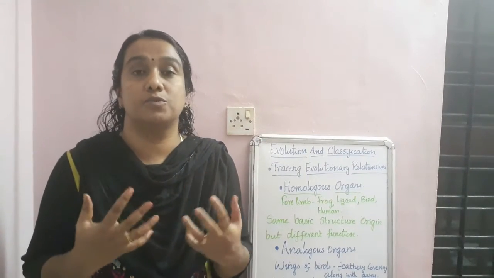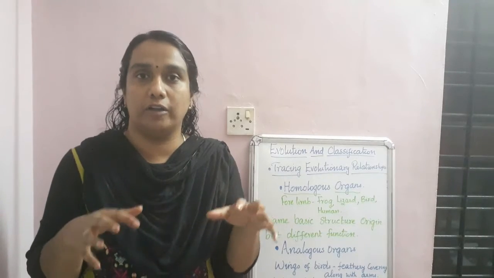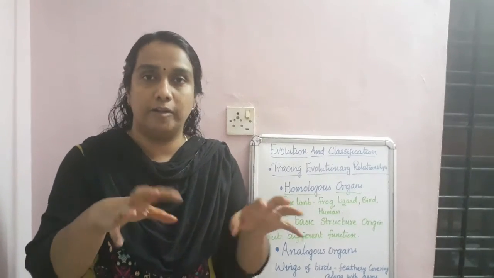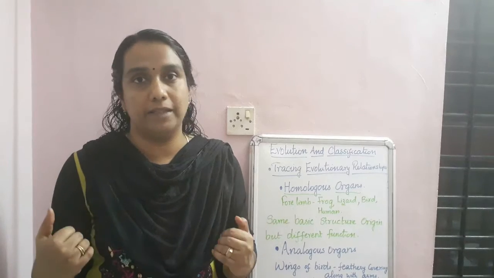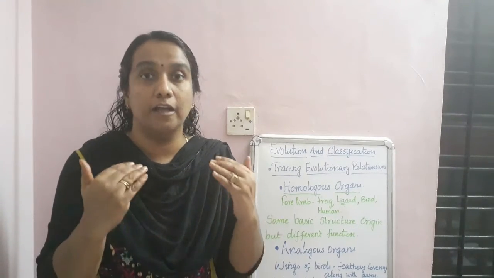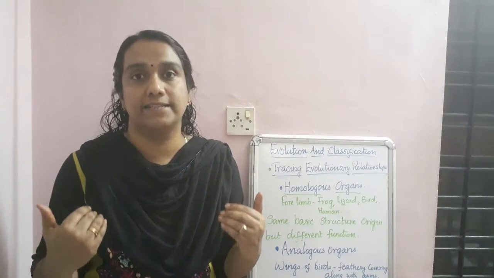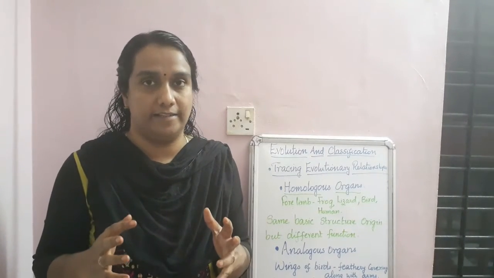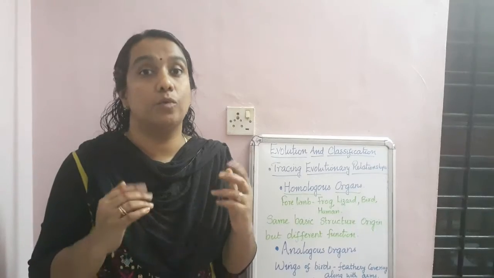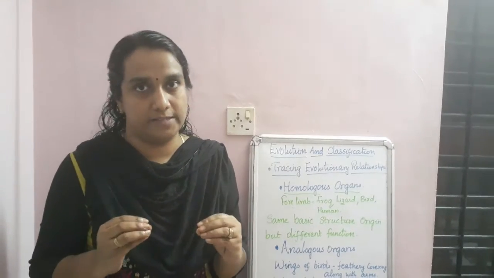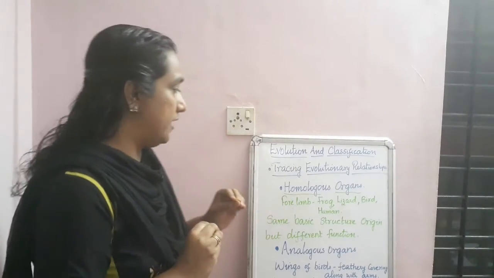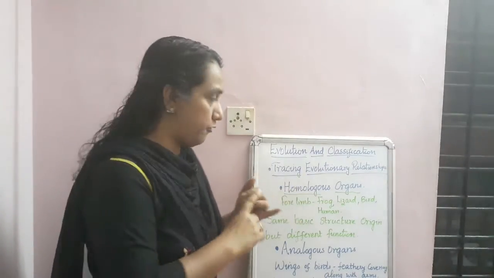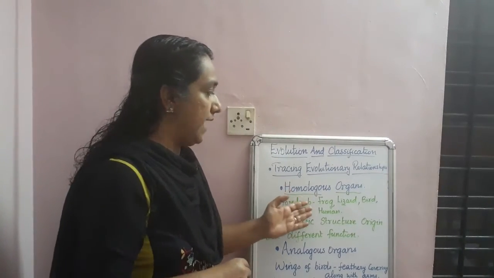If you see a dog, you can see four legs. Two are in the front and two in the back. The front portion is the forelimb and the back side is the hind limb. Like in the case of a lizard, all organisms are like that. So let's see what homologous organs are. Here we are taking four organisms: frog, lizard, bird and human.